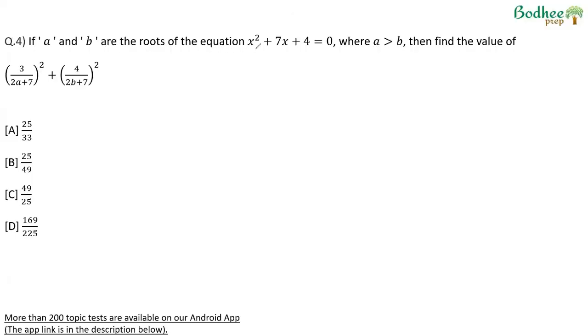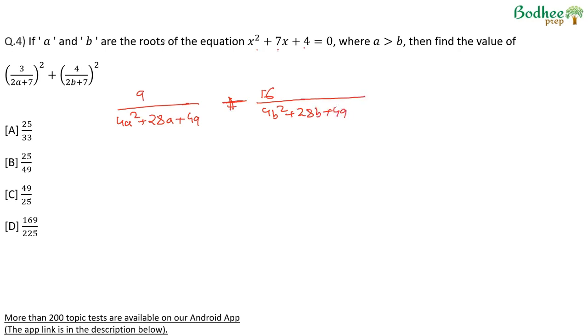If a and b are the roots of the equation x square plus 7x plus 4 is equal to 0, and a is greater than b, find the value of (3 by 2a plus 7) whole squared plus (4 by 2b plus 7) whole squared. Let us first square these terms and see what happens. 9 upon 4a square plus 2ab, 7 to the 14, 28a plus 49 is equal to, plus 16 upon 4b square, similarly plus 28b plus 49.